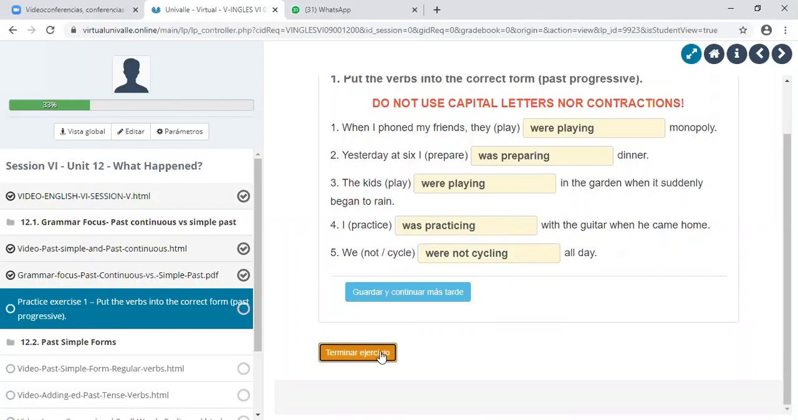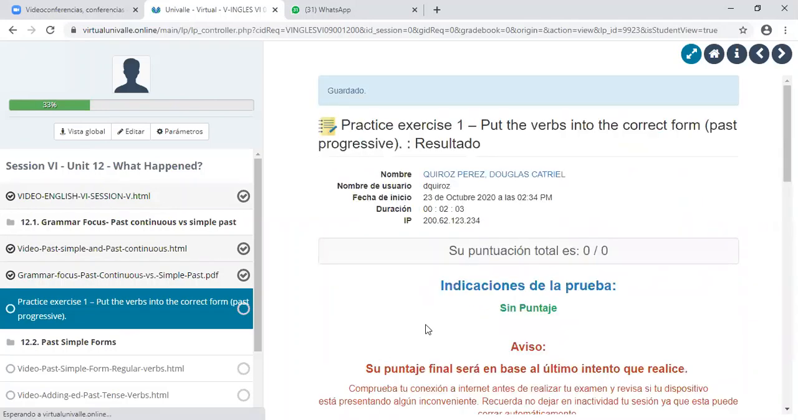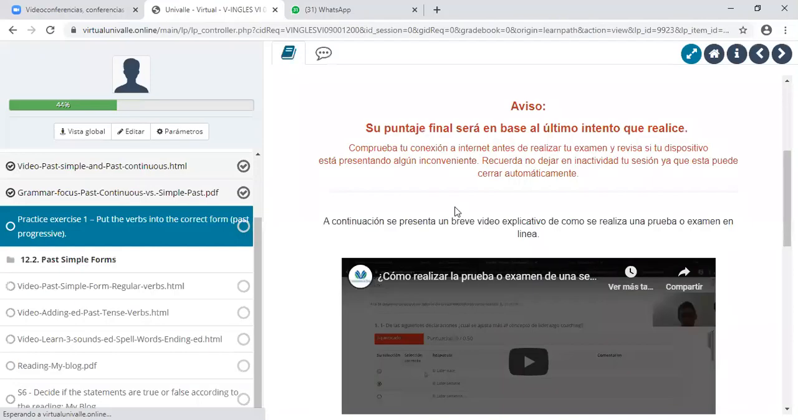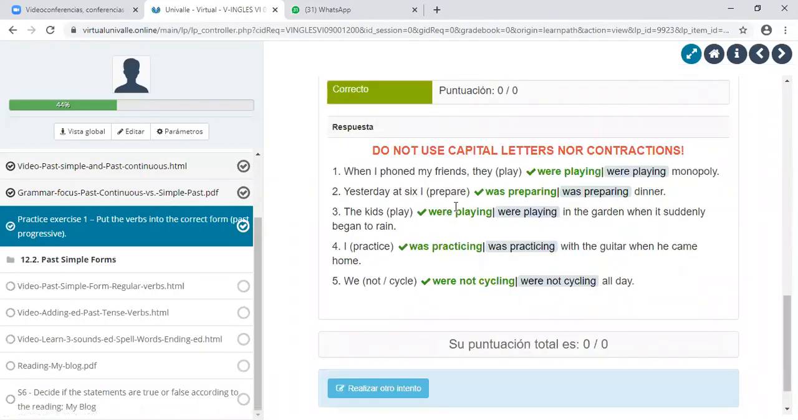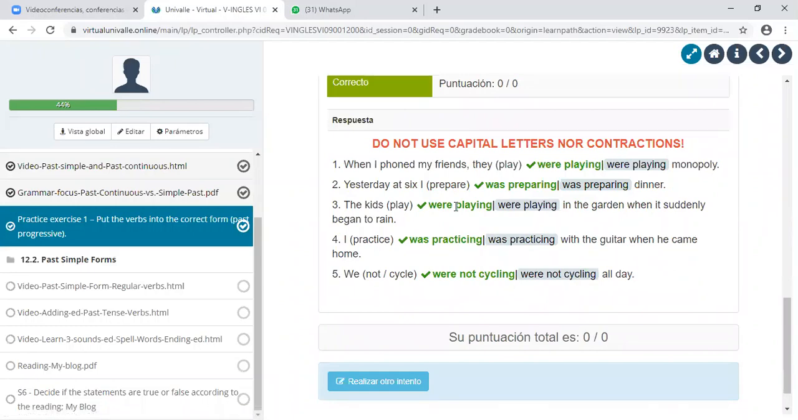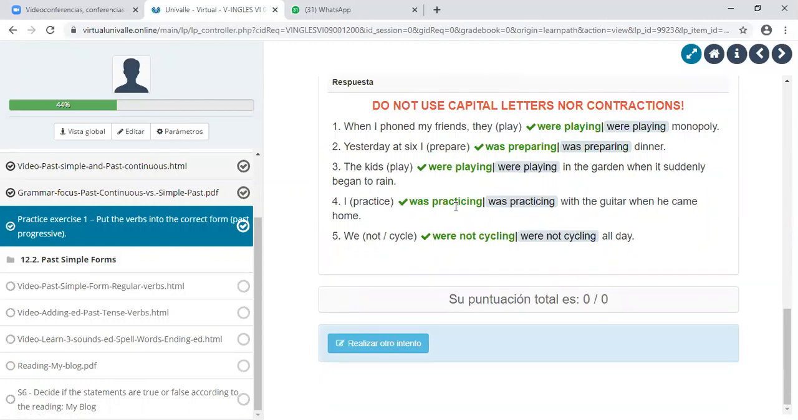Okay. Wait a second, please. And here, if you see, number 1 is correct. Number 2 is correct. Number 3 is correct. Number 4 is correct. And number 5 is correct.